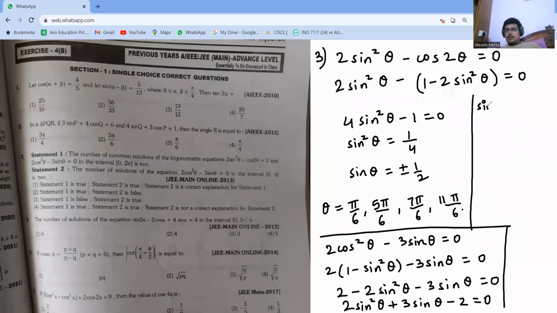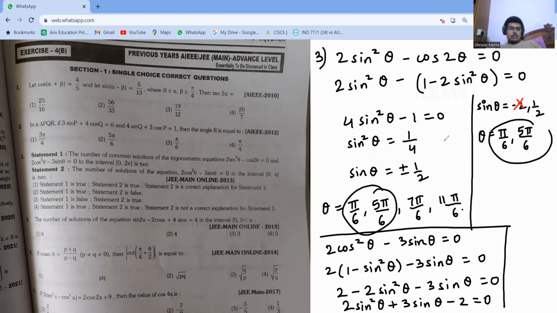Yes, Arush, what are you getting? Sine theta equal to minus 2 or half. So minus 2 will be discarded, can't be minus 2. Now sine theta is half will give us two answers, first and second quadrant. So it will be pi by 6 and 5 pi by 6. Yes, common solutions are 2. So now the assertion is the number of common solutions is 2, which is true. And statement 2 is that this equation has two solutions, which is the correct reason, also the correct explanation. So this is correct. Both are true, and 2 is a correct explanation for statement 1.